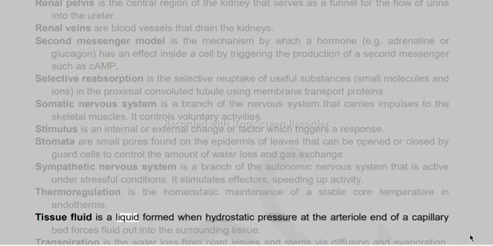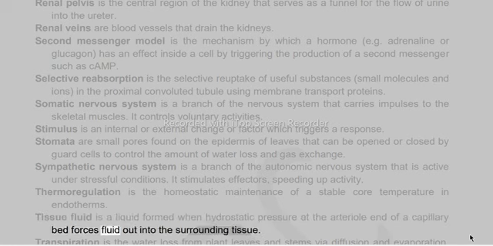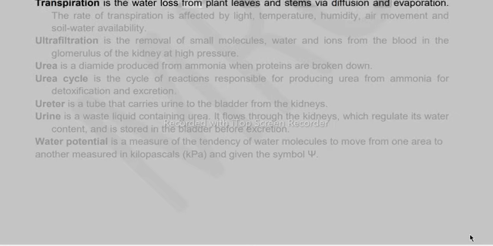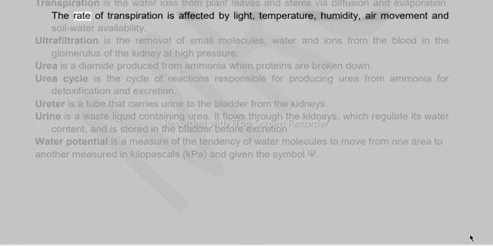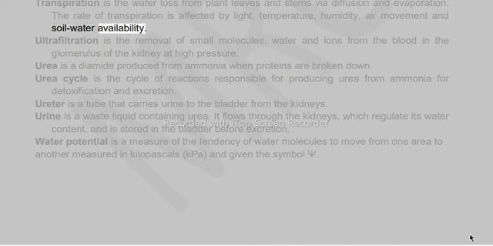Tissue fluid is a liquid formed when hydrostatic pressure at the arteriole end of a capillary bed forces fluid out into the surrounding tissue. Transpiration is the water loss from plant leaves and stems via diffusion and evaporation. The rate of transpiration is affected by light, temperature, humidity, air movement, and soil water availability.